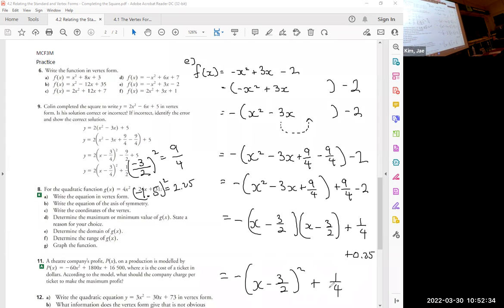Yes? Could we do that after? Sure. That one's like even more annoying, right? Yes. Decimal with the in the bracket. It'll be -1.5. So x -1.5 squared plus 0.25.